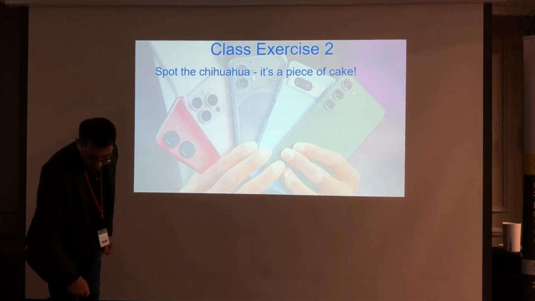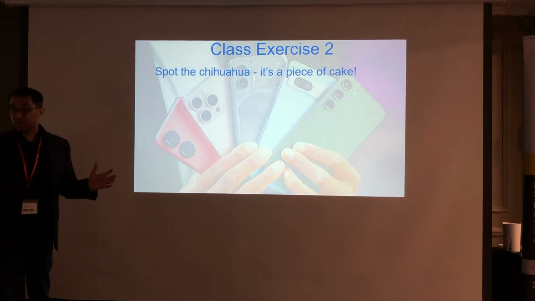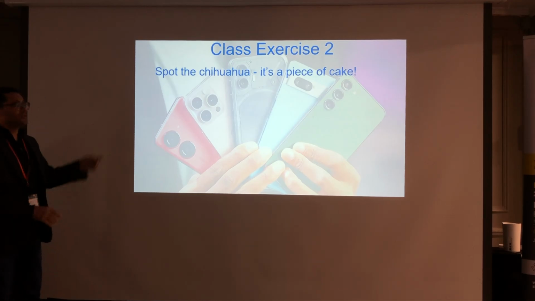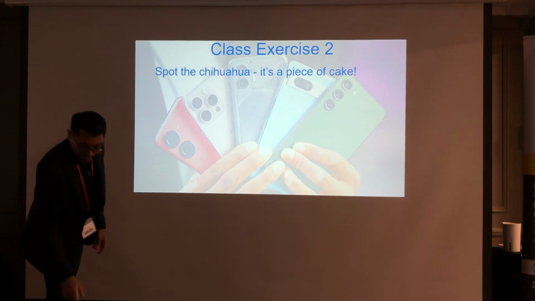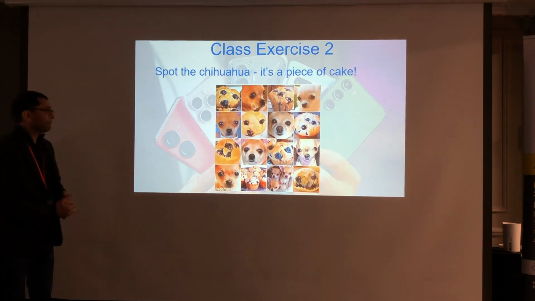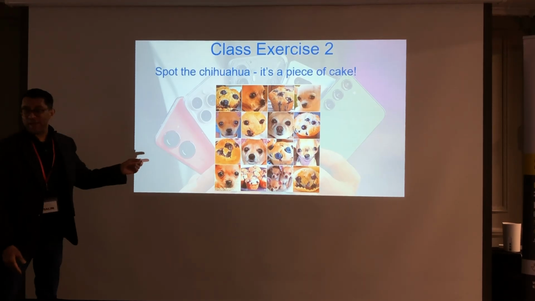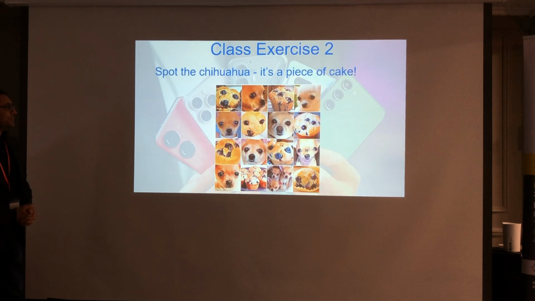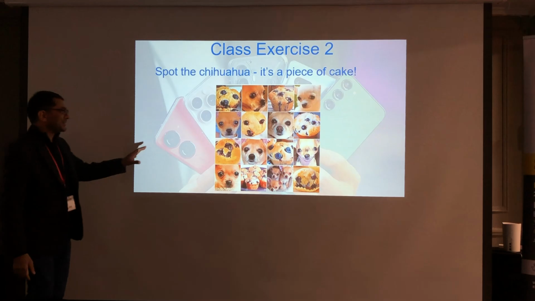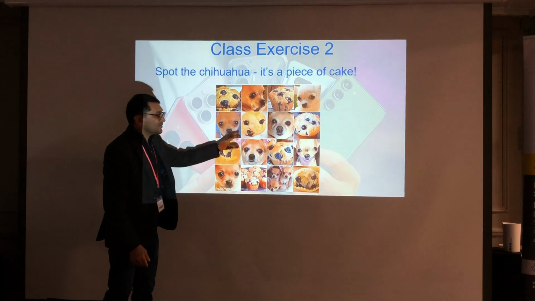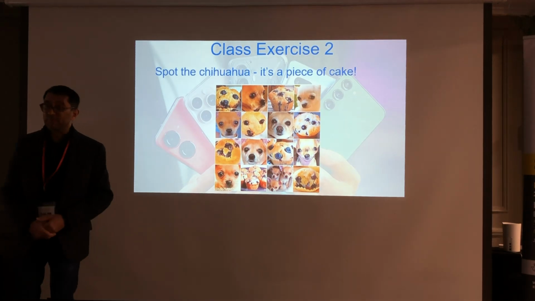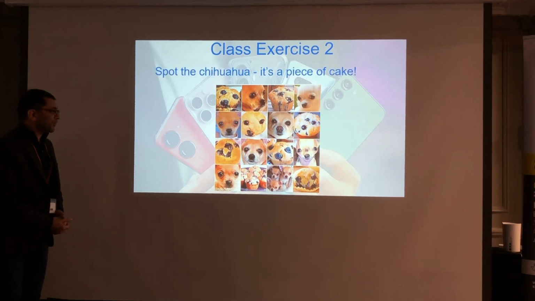Which is interesting. So second class exercise, you guys did pretty well in identifying objects, right? So this should be a piece of cake. Can you spot the chihuahua? So, can you see how many dogs and how many are cakes? 3rd row, last on the right. So there's 8 dogs and 8 cakes here. So sometimes images can be confusing, even for humans, right? So it's not always obvious.